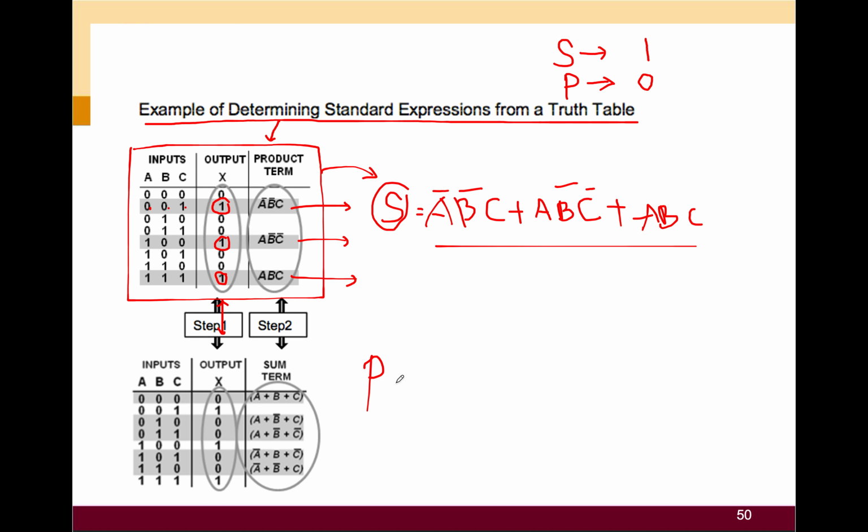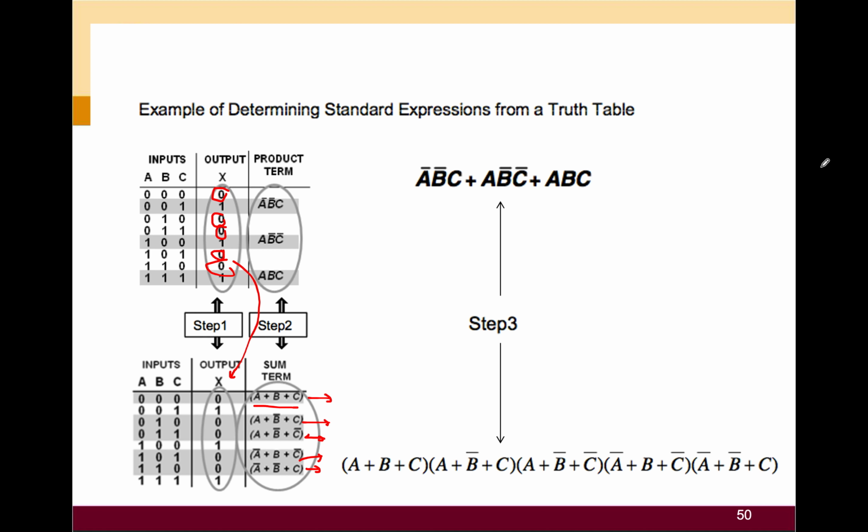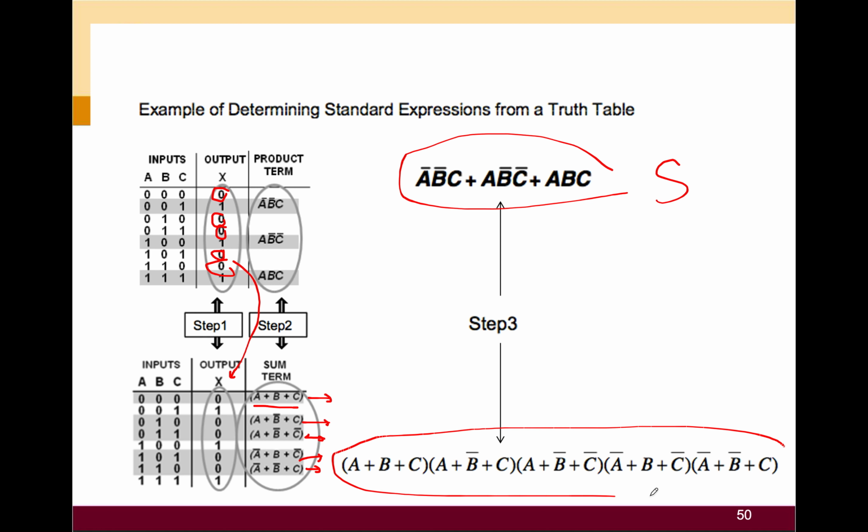So your POS will be the output of 0. You look into the output of 0, so it will be over here. This is 1, 2, 3, 4, 5. So you conclude it to be this for SOP and this for POS. Easy peasy, right?